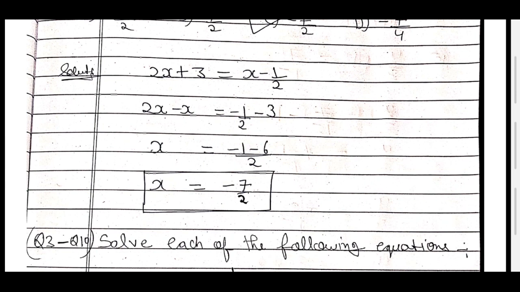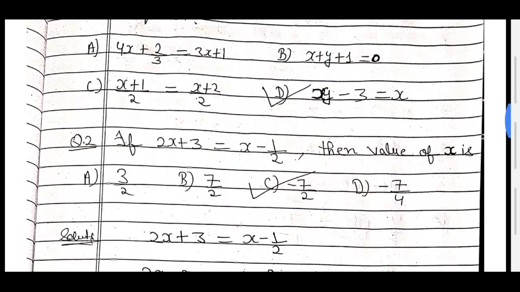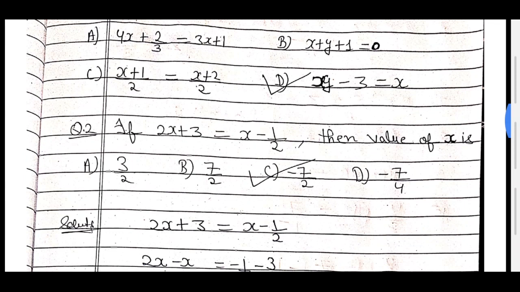When you solve 2x minus x, you get x, and minus 1 minus 6 you get minus 7, because minus minus is plus. So write plus 7 and write the minus same sign here. So it becomes minus 7 by 2. So what is your option in the second question? That is C. So option C is correct.